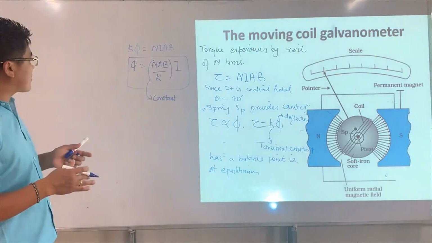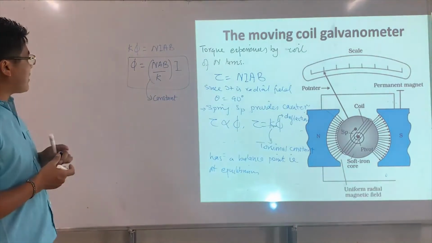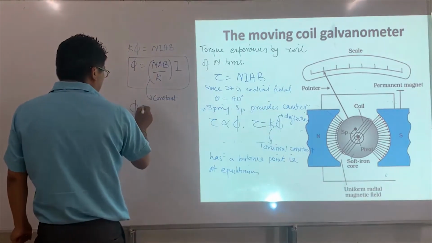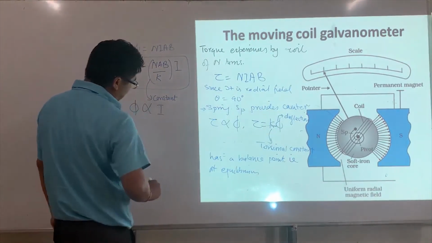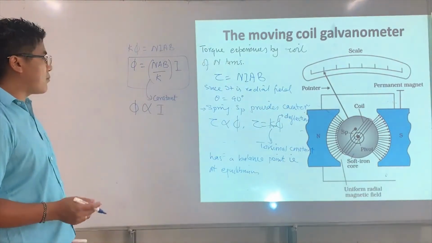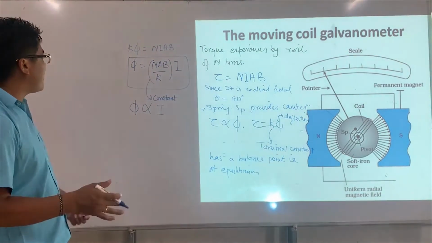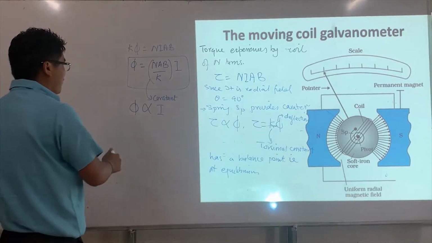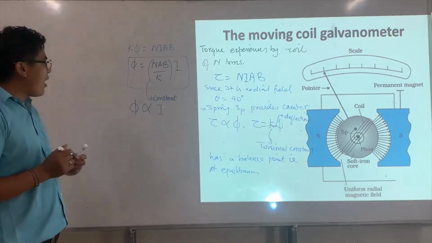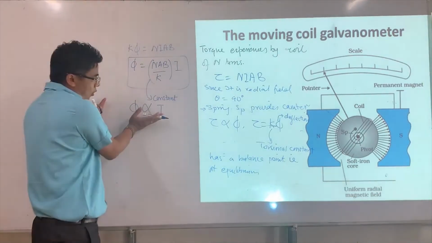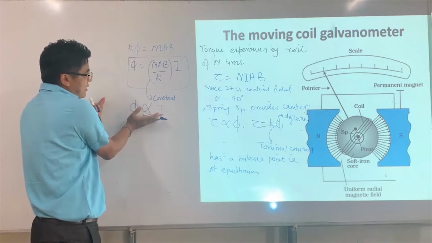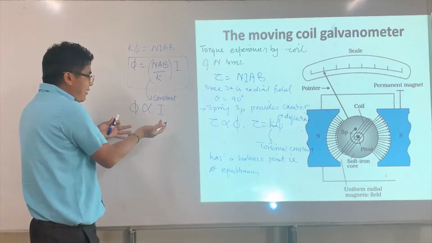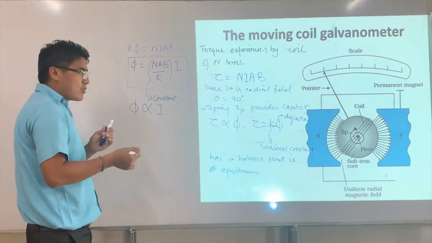A is the area of the coil, B is the magnetic field, K is the torsional constant. So this equation tells that deflection is proportional to current. More current, more deflection. This is the principle, and this is the working: phi is directly proportional to I. So more current gives more deflection.